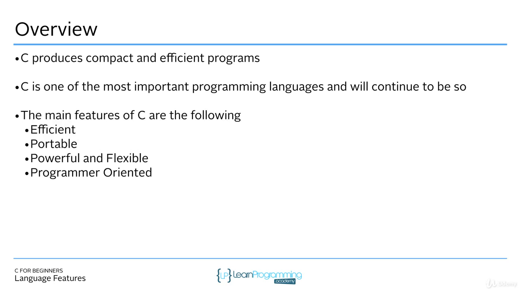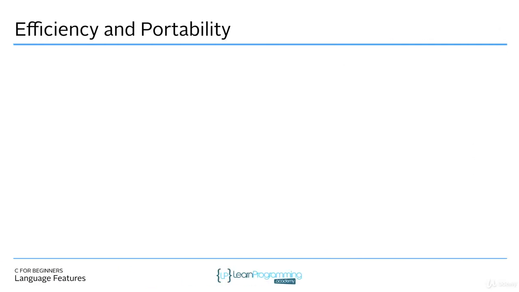But the main features of the C language are that they're efficient, portable, powerful and flexible, and programmer-oriented. And we're going to cover these in more detail, what this means, but these are important characteristics of C. We need to understand them, again, in order to understand how to write the code in this language. So what does efficiency and portability mean?